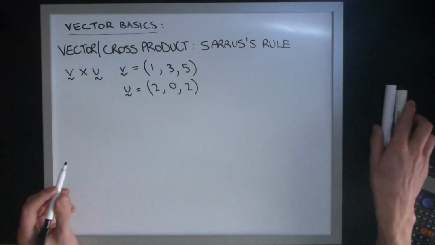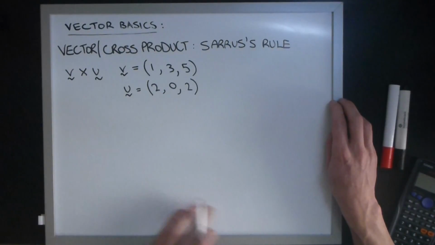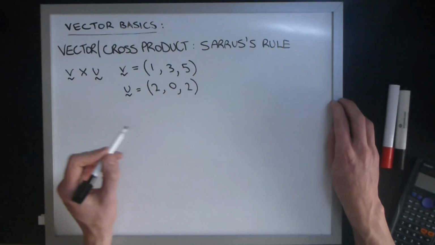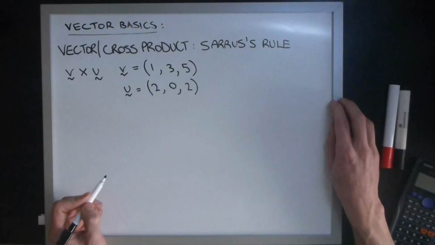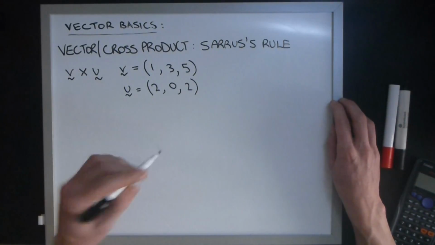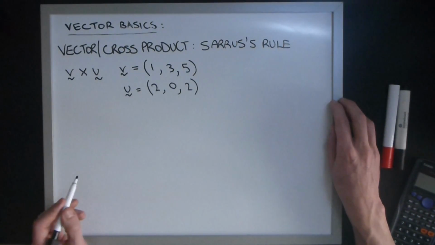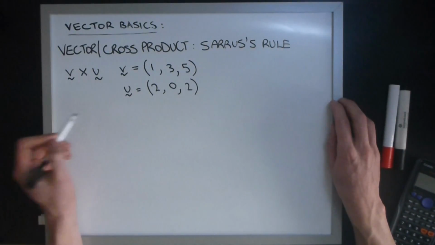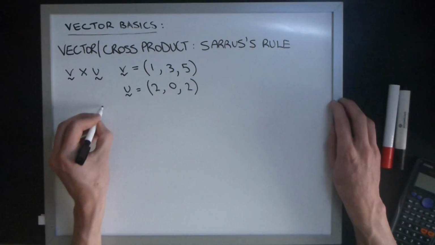So, Sarrus's rule is useful for anyone that does not have much experience when it comes to matrices and using matrices and determinants. So, assuming that you aren't particularly strong with matrices and using determinants, the vector product of V cross U in this case, using Sarrus's rule, can be written as such.